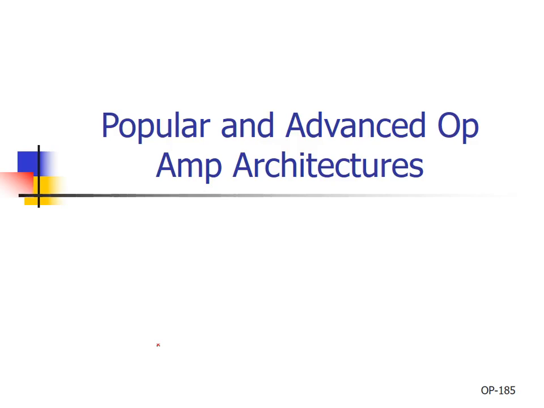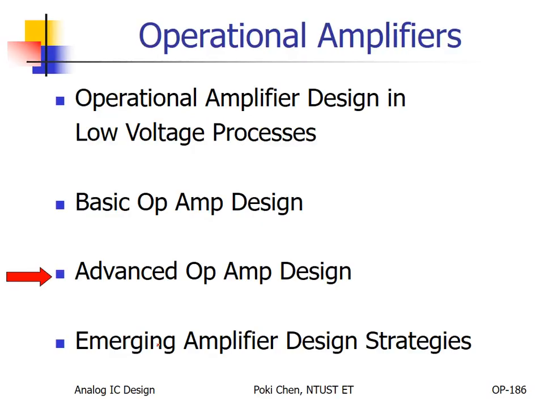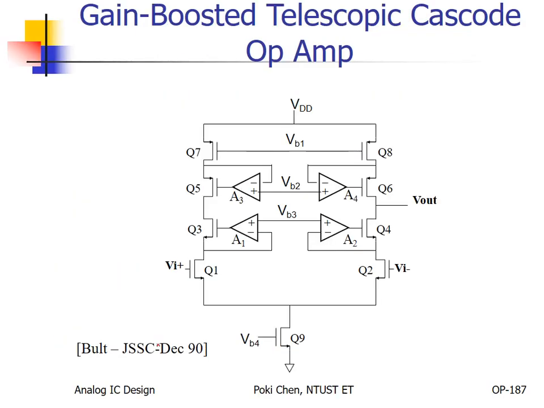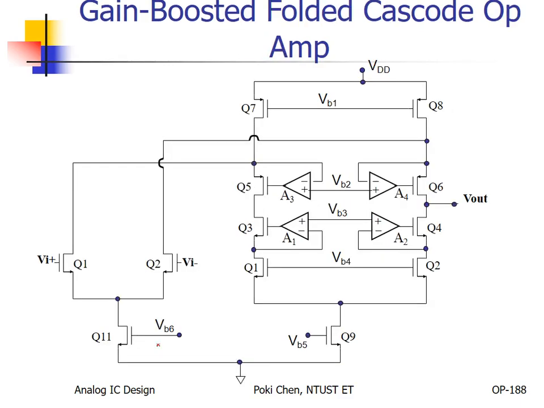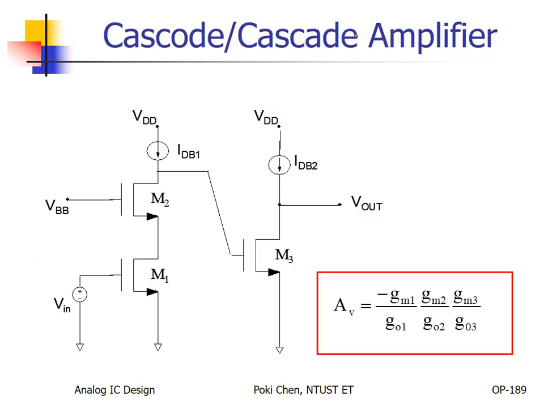Here, what is the challenge you need to face with new processes? 20 nanometer, 7 to 5. Wow, a lot of bad issues happen for analog IC designers. But before that, how to enhance it? Gain boosted, I told you already. Folded, I told you already. And the other one is they apply cascode and cascade.